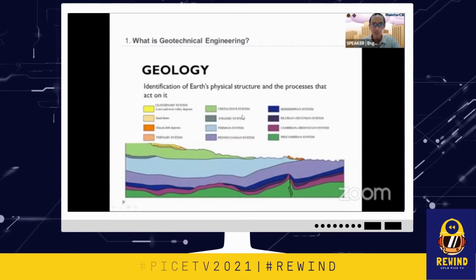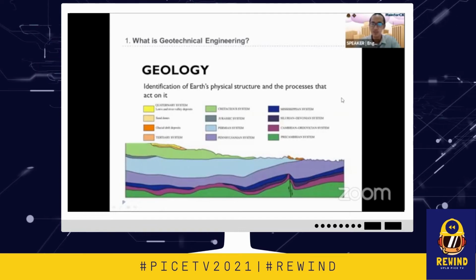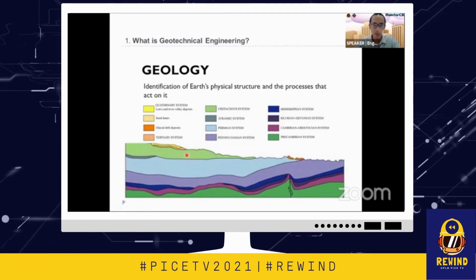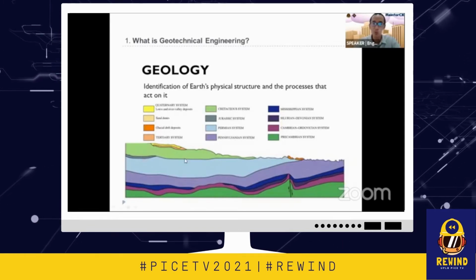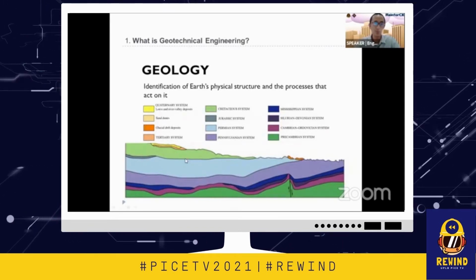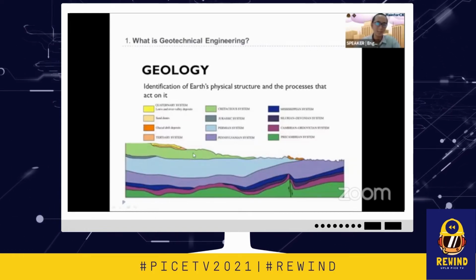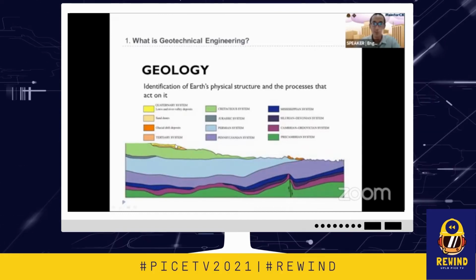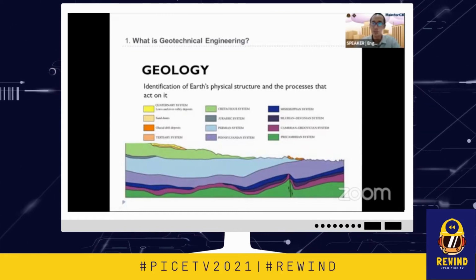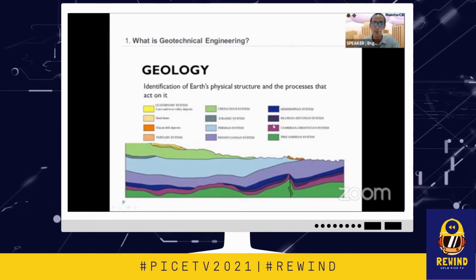Geology is the identification of Earth's physical structure and the processes that act on it. So everything about movement of the Earth, how mountains were formed, plate tectonics. You can ask geologists about that. A famous geologist right now here in the Philippines is Dr. Renato Solidum.